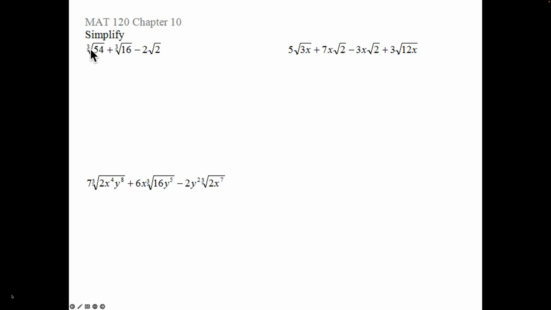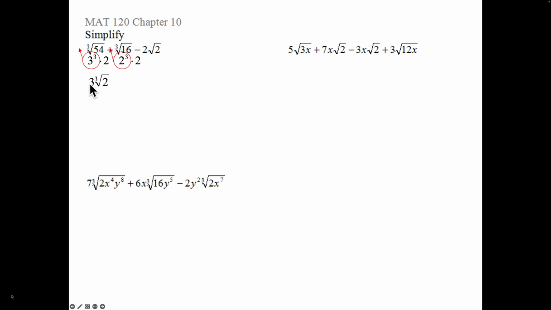All right, so here we have the cube root of 54 plus the cube root of 16 minus 2 square root of 2. You might want to put a 2 on that ledge. Well, since this is a square root and these are cube roots, this is going to be in my answer. So these are the only two that have a chance to combine. So if we break 54 down, that's 27 times 2. And the cube root of 27 is 3 to the third, which is going to be just a 3. So this will be 3 times the cube root of 2. Our 16 is going to be 8 times 2, and the cube root of 8 will be 2.